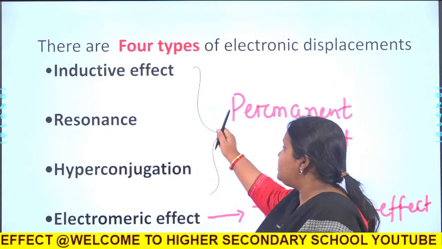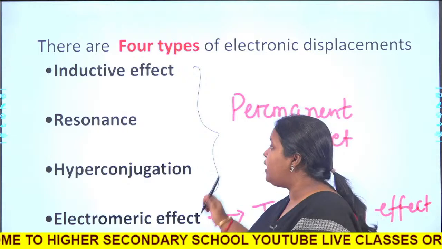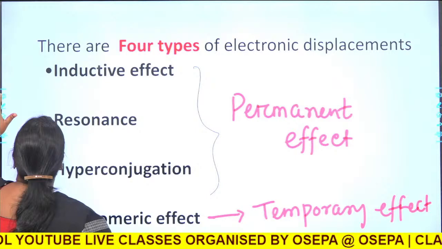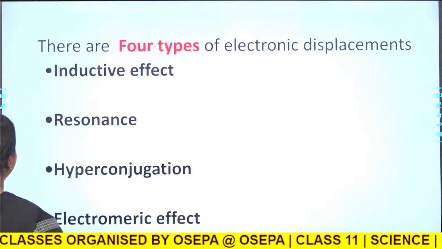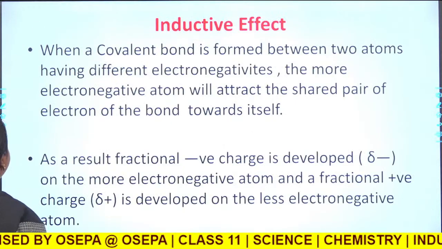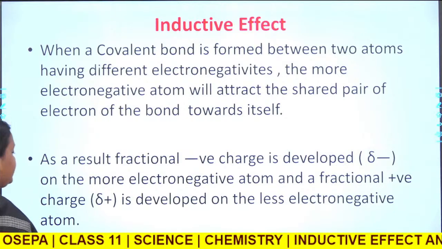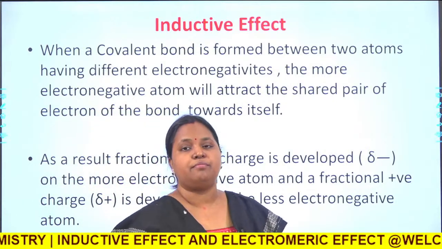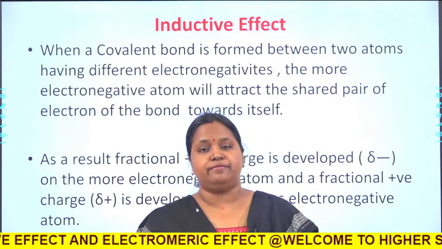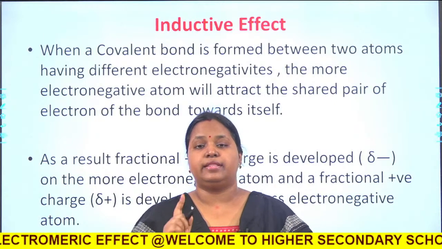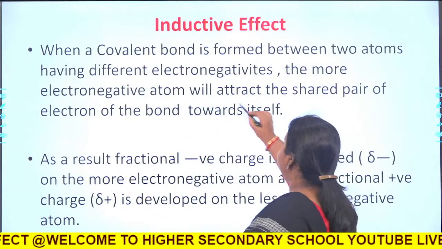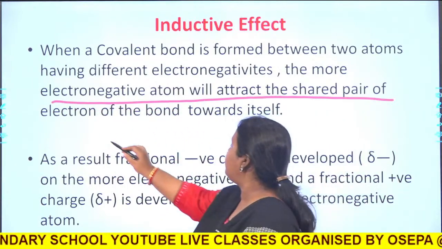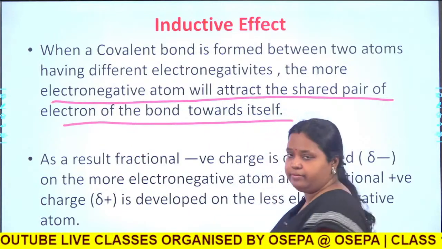So we will discuss one by one. Now first of all, discuss inductive effect. So what is an inductive effect? Now when a covalent bond is formed between two atoms which differ in their electronegativity, then what happens? The electronegative atom will attract the shared pair of electrons of the bond towards itself.